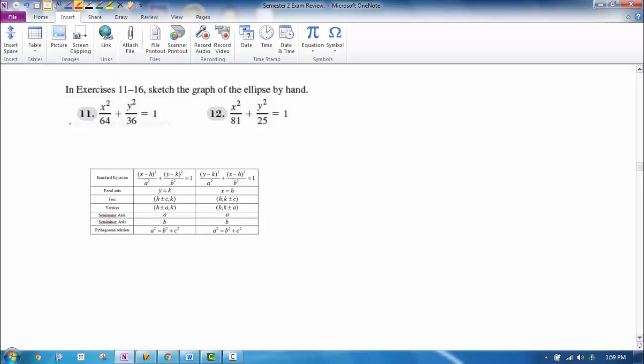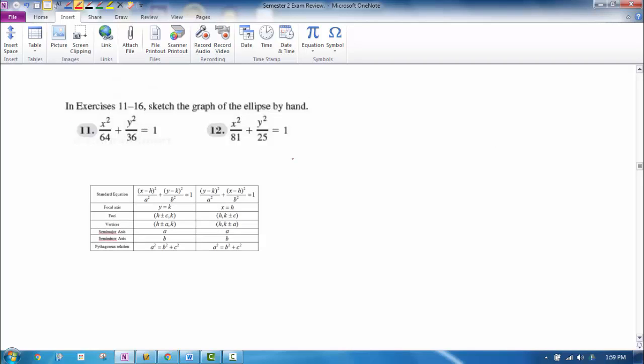Okay, the next problem then, let's do number 11. If we compare, we're in this column because the biggest number is underneath x, which is a equals 8 in this case. So if we want to sketch this by hand, it's centered at the origin.